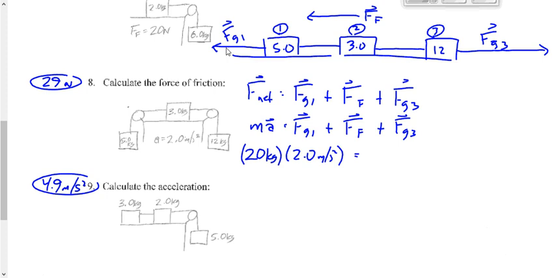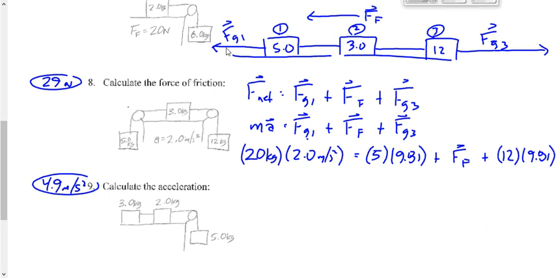FG1 is, what is that, 5 times 9.81, 3 times 9.81, 12, combination of those. What mass are we going to use for M times G here for FG1? You're going to use 5. Good, 5 times 9.81. Plus the force of friction, that's what we're solving for here. Plus, that's going to be 12 times 9.81, right?